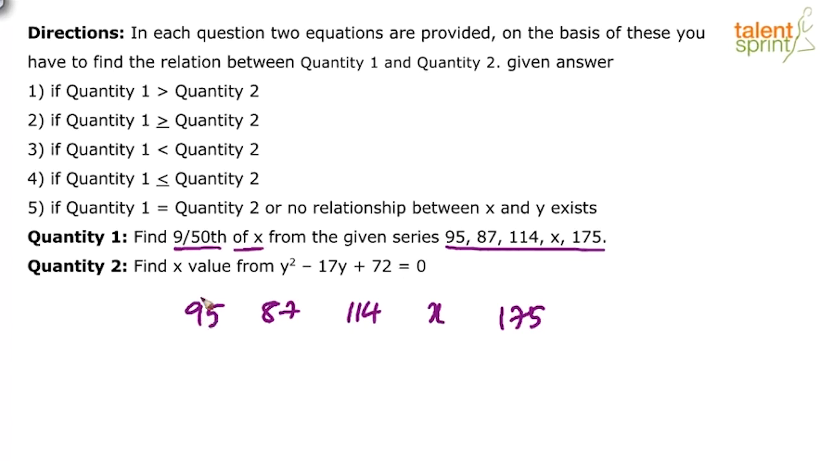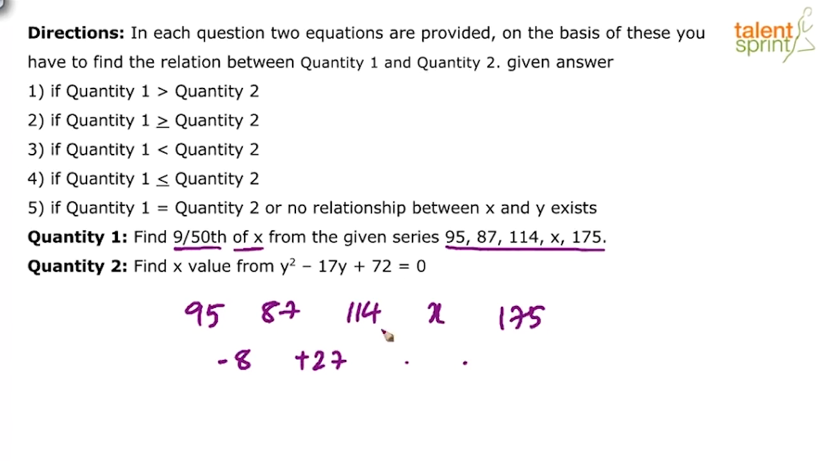Compare. See, interestingly, this is like a series where it's decreasing and increasing alternatively, right? 95 decreases to 87, increases to 114, then probably decreases and increases. So basically some alternate additions and subtractions here. So find out the differences first. 95 and 87, what's the difference? Minus 8, right? I mean 95 minus 8 is 87. Then 87 and 114, I think this is plus 27.